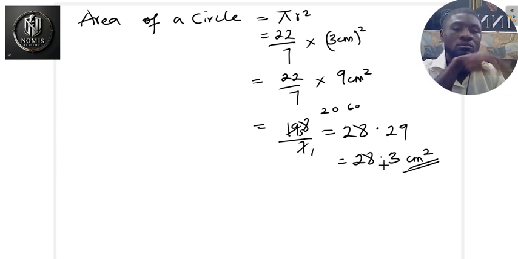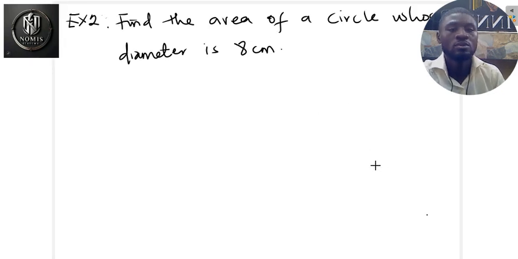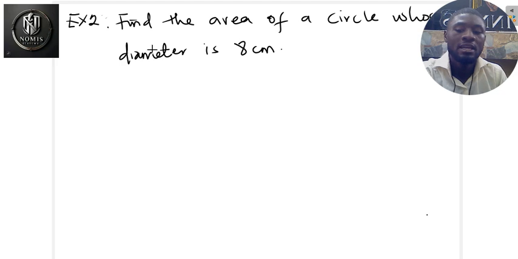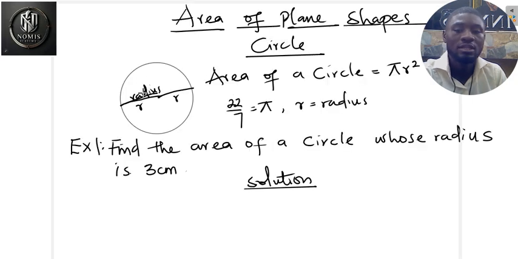Now, what happens if the radius of a circle is not given? Let's take example number 2. Example number 2 says, find the area of a circle whose diameter is 8 centimeters. What do they mean by diameter? Let's go back to the image on page 1. Now look at this image.